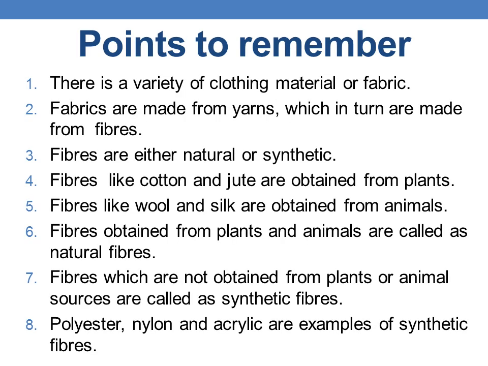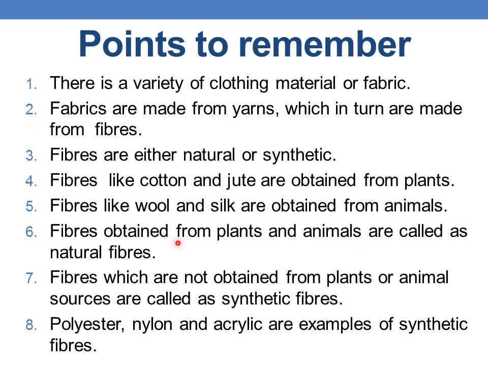Now, let us recollect what we have studied today. There is a variety of clothing material or fabric. Fabrics are made from yarns, which in turn are made from fibers. Fibers are either natural or synthetic. Fibers like cotton and jute are obtained from plants. Fibers like wool and silk are obtained from animals.